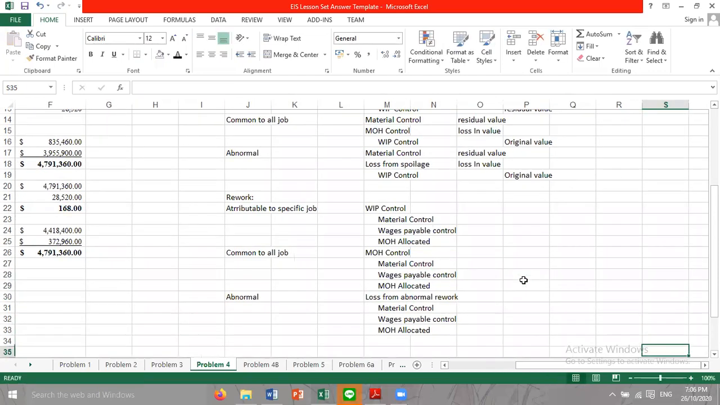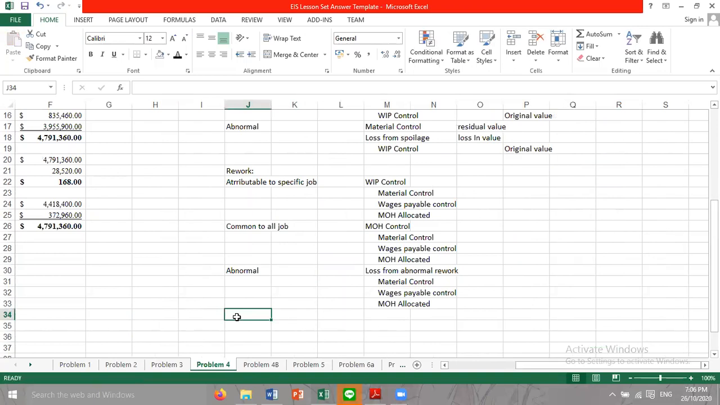Now that's for rework. Next, we'll be accounting for scrap. Okay, so scrap is a little bit different since scrap is practically residual material. So it's not something that we need to fix, or something that's lost in value. So for scrap, there are 2 different scenarios.